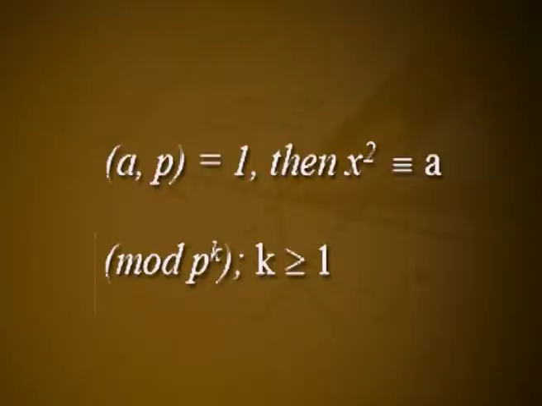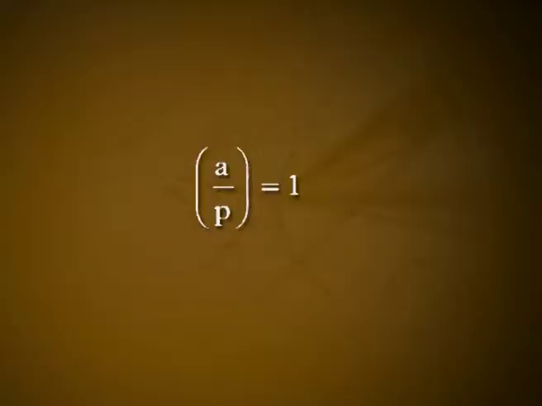Theorem 1. If p is an odd prime and gcd(a, p) is equal to 1, then x squared congruent to a mod p raised to k, k greater than or equal to 1, has a solution if and only if the Legendre symbol (a/p) is equal to 1.